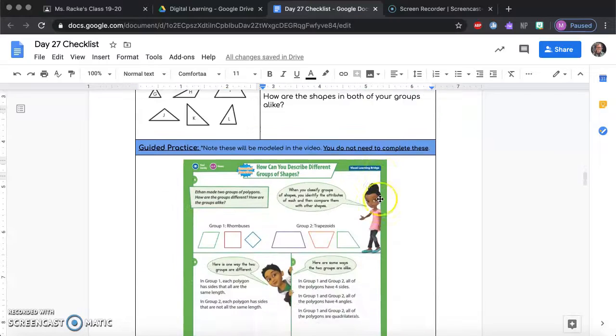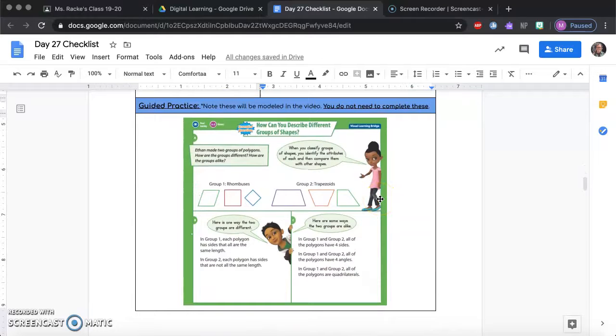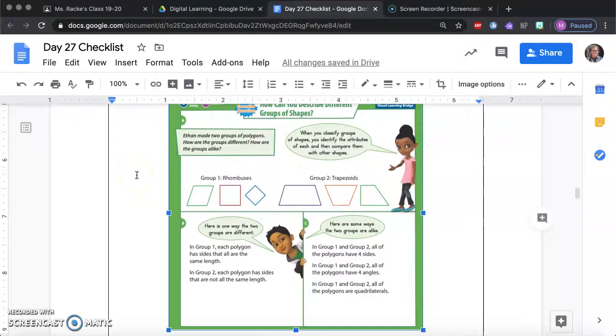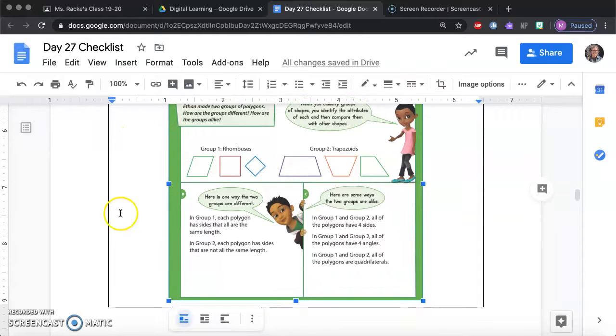So now let's go ahead and look through our guided practice and what we will be doing today. So I've zoomed in a little, and this is how can you describe different groups of shapes? So it says Ethan made 2 groups of polygons. And we remember a polygon is a closed shape that has only straight sides. How are the groups different and how are the groups alike? When you classify groups of shapes, you identify the attributes of each and then compare them with other shapes. So right here it says, here is one way the 2 groups are different.